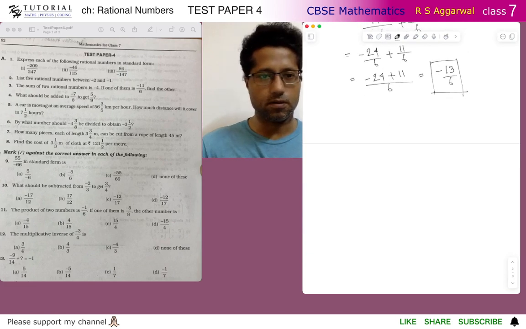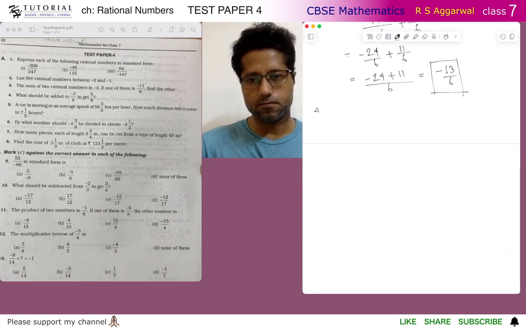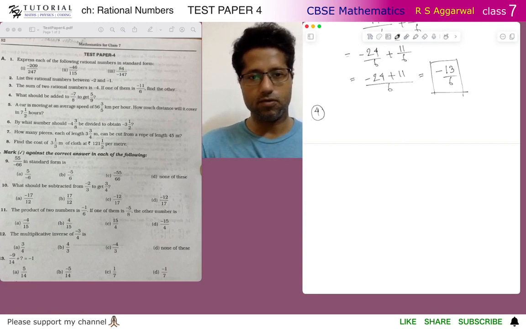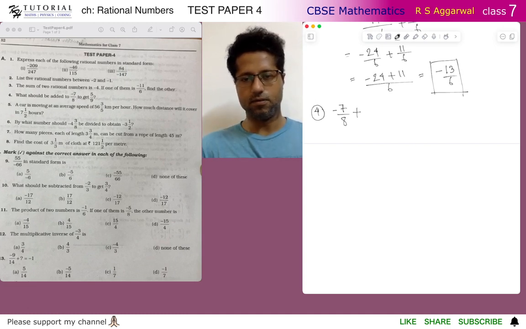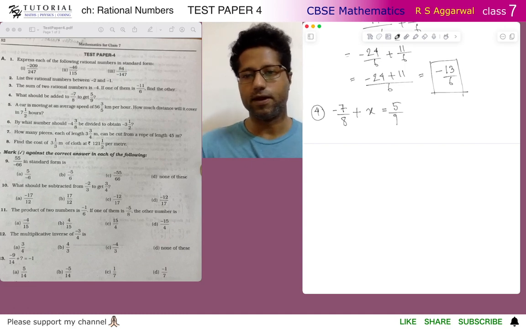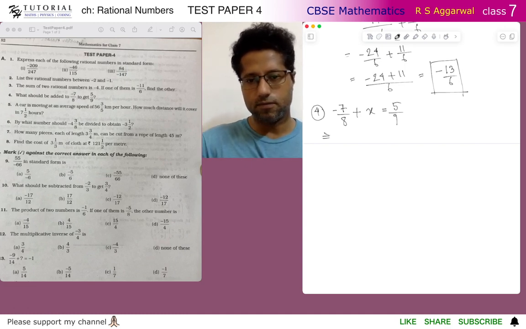Let's do problem number 4. What should be added to minus 7 by 8 to get 5 by 9? So the problem statement is what should be added, let the number that should be added be x. So minus 7 by 8 plus x equals 5 by 9. This is the problem statement and we have to find x. We know that from here x equals 5 by 9 minus 7 by 8.